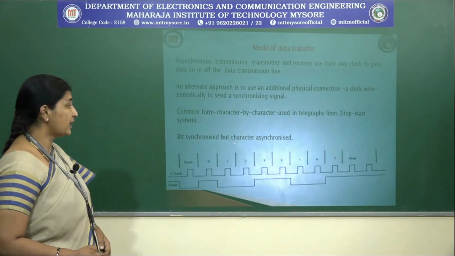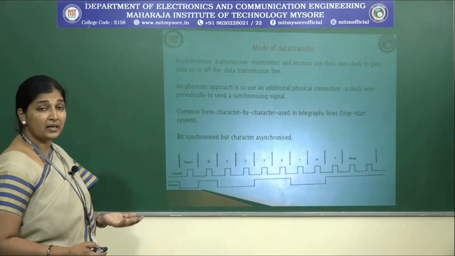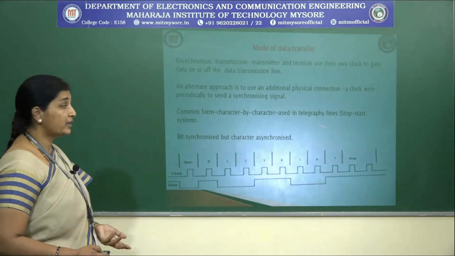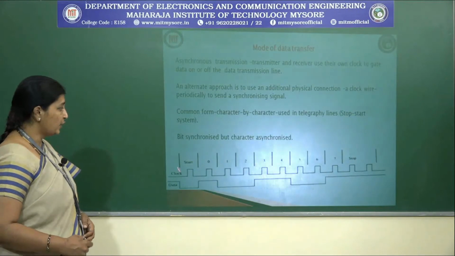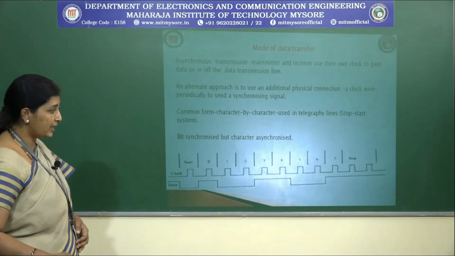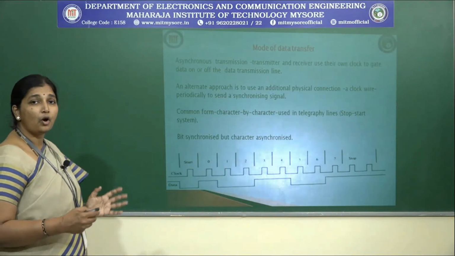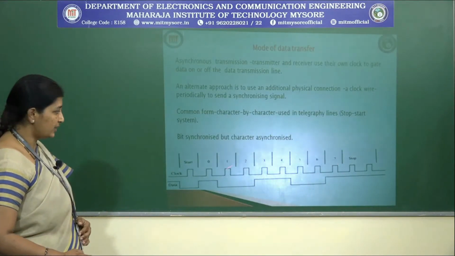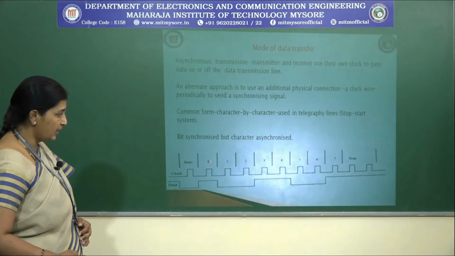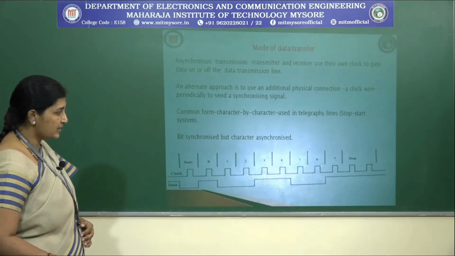So if it is bit synchronized, then the character can be asynchronized. For example, if you take this clock pulse here, you have a start bit. If this is a data package, I'm sending a block of data. So this block of data has bits 0 to 7. So there are 7 clock pulses. If you see, 1, 2, 3, 4, 5, 6, 7, right.